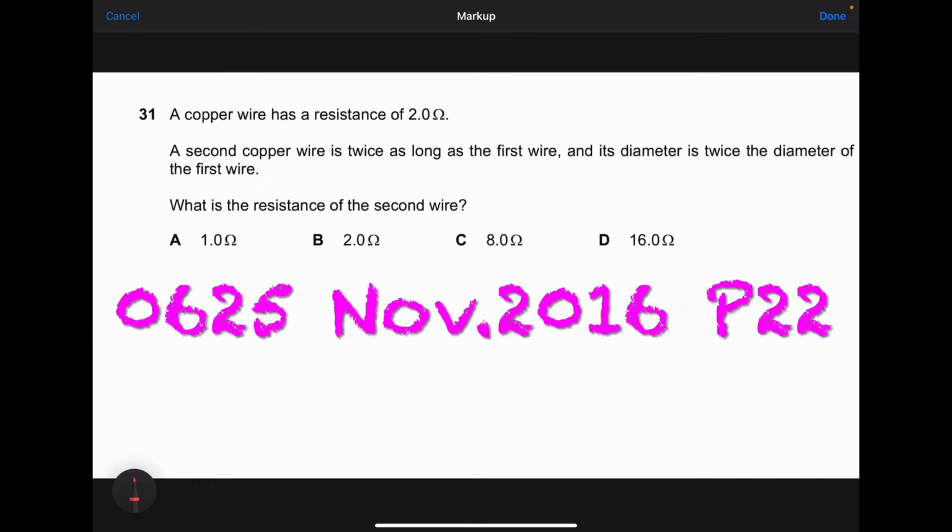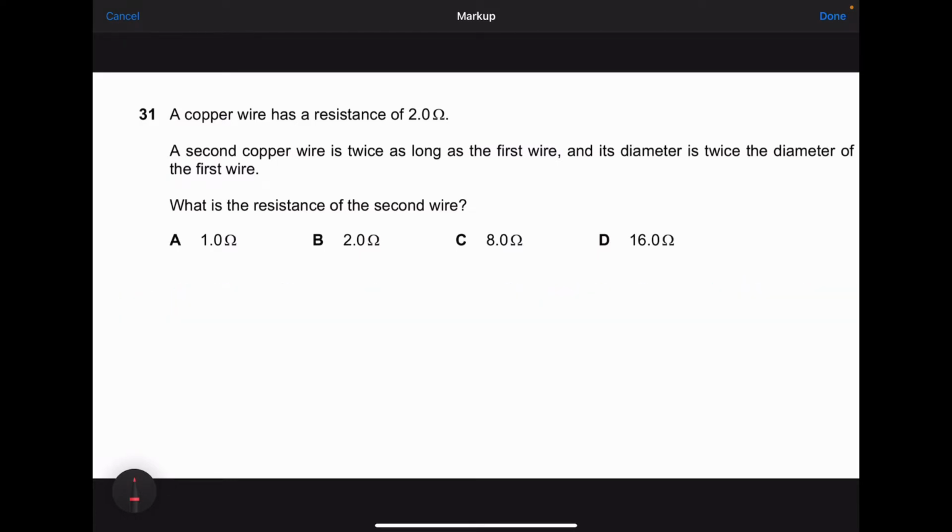Today we have question 31 from November 2016, paper 22. A copper wire has resistance of 2 ohm. A second copper wire is twice as long as the first wire and its diameter is twice the diameter of the first wire. What is the resistance of the second wire?